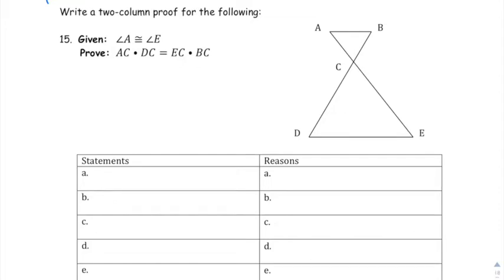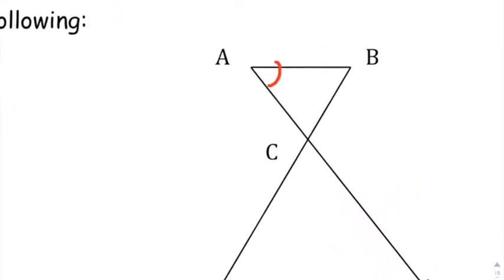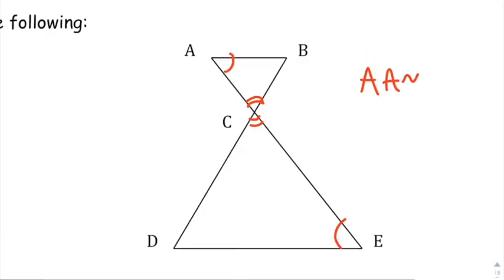So let's see what we got. Write a two-column proof for the following. So they tell us that A is congruent to E. And then they also give us the fact, or they don't give us this, but we kind of assume that all vertical angles are congruent. So by angle similarity, these two triangles are congruent.